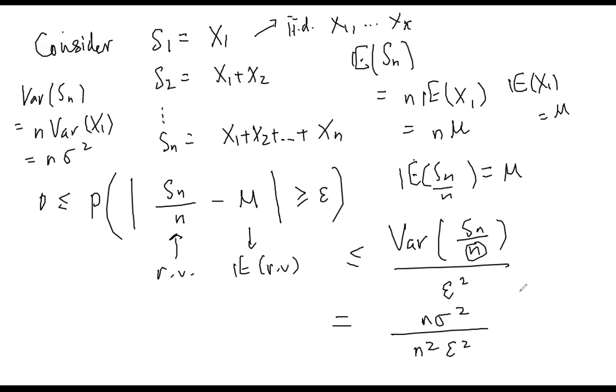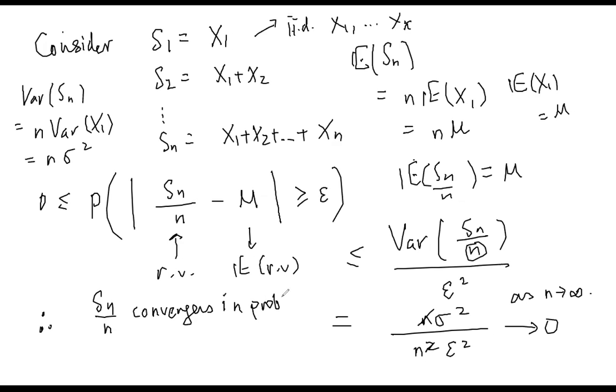N sigma squared. So you cancel off the n. So basically you have a denominator of n here. And therefore this will tend to 0 as n tends to infinity, right? So therefore we say that Sn over n converges in probability to mu. Or you can simply write Sn over n converges to mu in probability, okay?